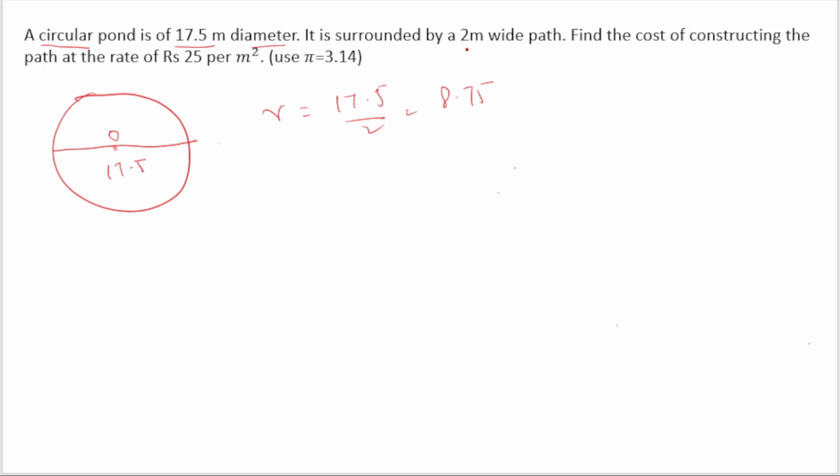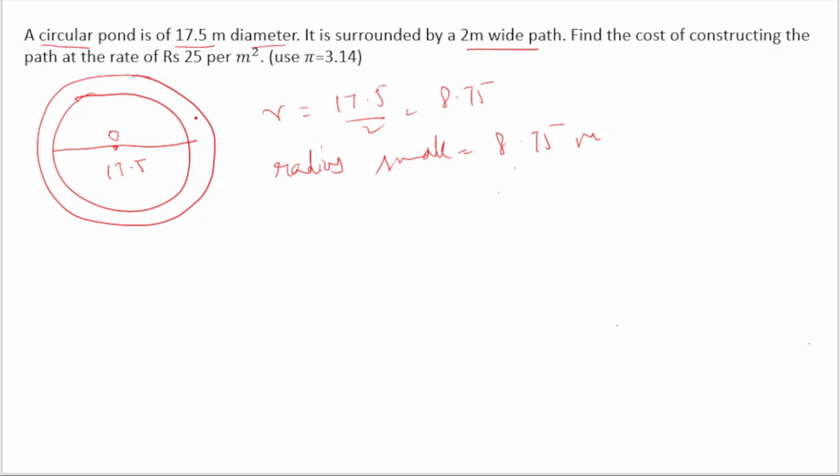It is surrounded by a 2 meter wide path. The smaller circle is the pond. What is the radius of the smaller circle? Radius of smaller circle is equal to 8.75 meters. And what is the radius of the bigger circle? See, radius of smaller circle is 8.75 and the width of the path is 2 meters. So the radius of the bigger circle is radius of smaller circle plus width of the path, plus 2 meters. It is 10.75 meters. This is the radius of the bigger circle.